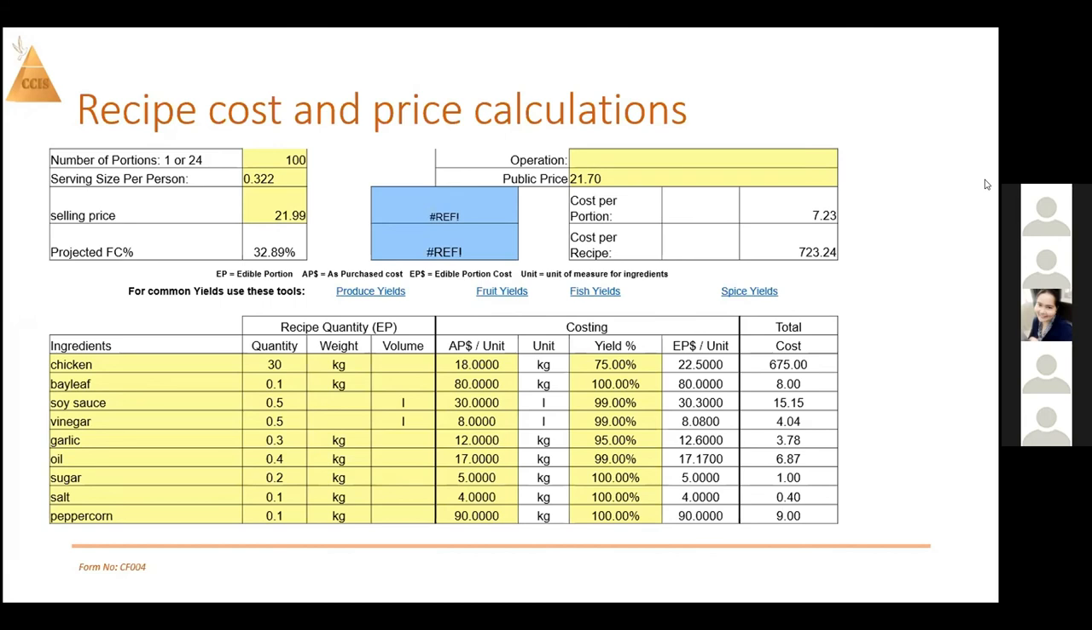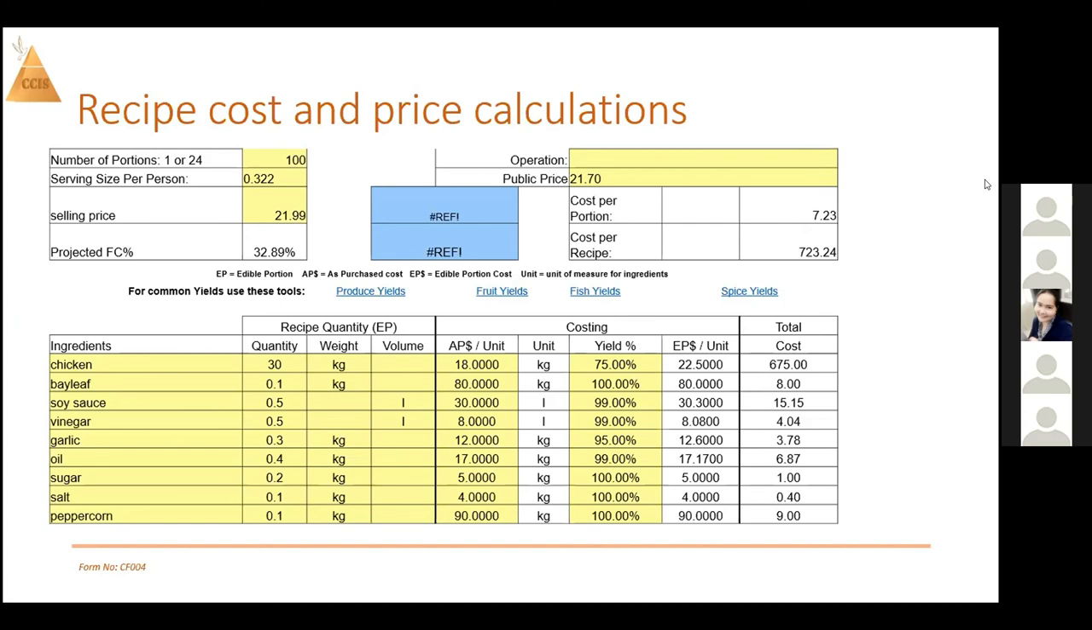The next column is the quantity. Keep in mind, with this recipe we want to do 100 portions, so we prepare this recipe to feed 100 people. If you do recipe costing, you have to have in mind the amount of portions you're going to be creating, and all your recipes you standardize to that amount of portions. Okay. The second column is our weight, for items measured in kilograms. The next column is our volume, for items measured in liquids, in liters. Then the next one is your AP, your as purchased price. This is what we paid per kilo for the item that we purchased, okay?